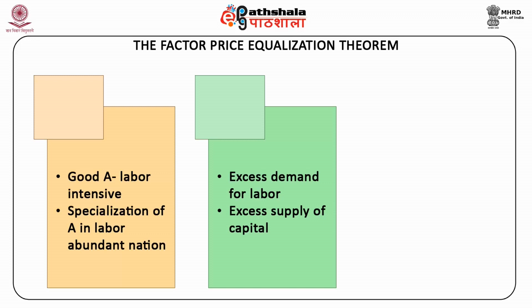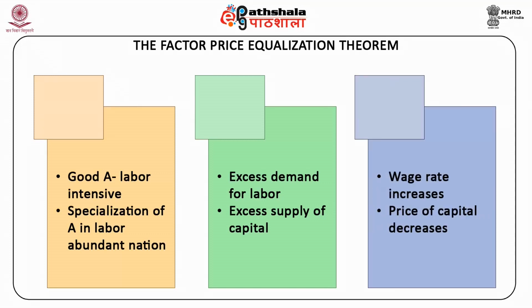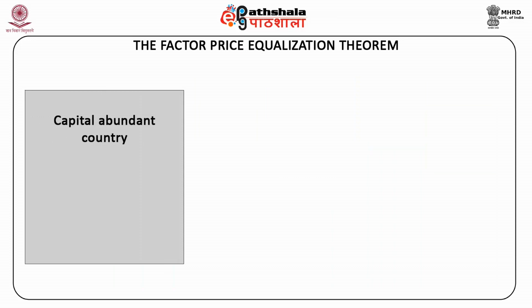The excess demand for labor will cause the wage rate to increase, and the excess supply of capital will cause the price of capital to decrease. The conclusion is that in a labor-abundant country, trade will cause the price of labor to increase and the price of capital to decrease. In a capital-abundant country, the reverse reallocation occurs.